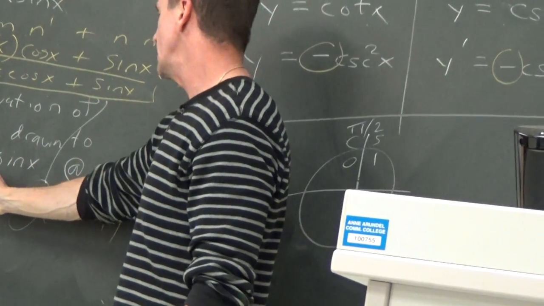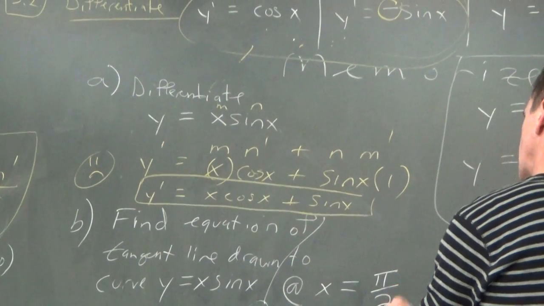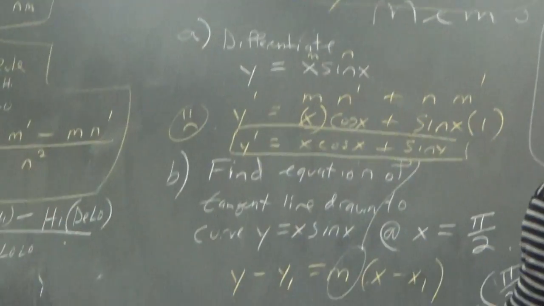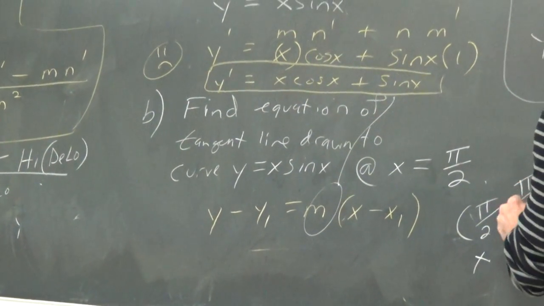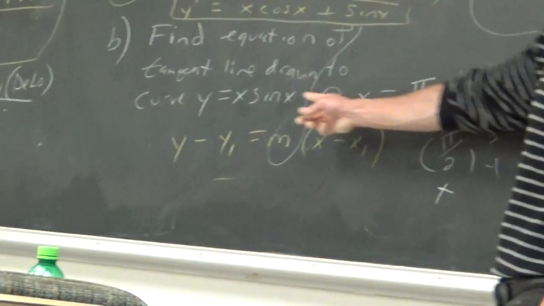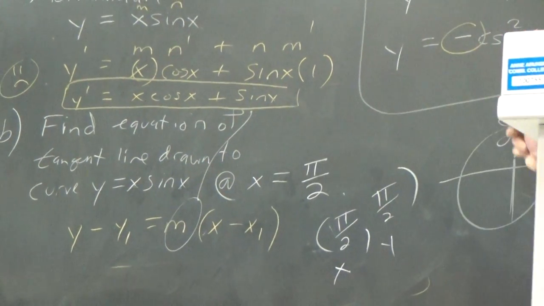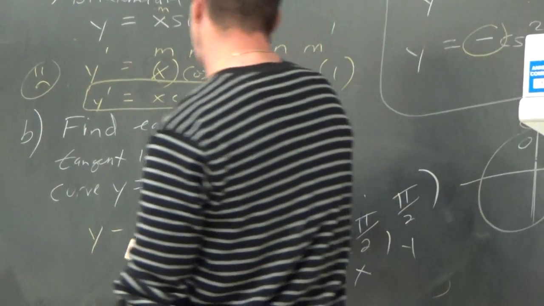So what is pi over 2 times sine of pi over 2? So what is x1 going to be? Pi over 2. Let me put this off to the side. At x equals pi over 2, y is also pi over 2, because pi over 2 times sine of pi over 2 is pi over 2 times a what? One. Cool. So let me put that here, your pi over 2.